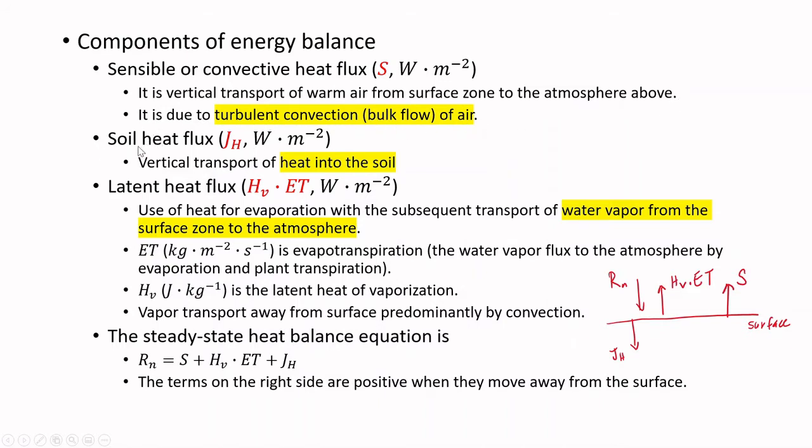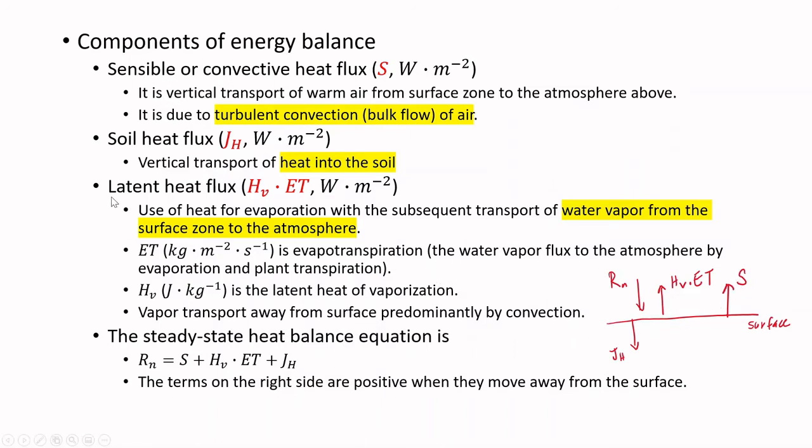Then the other one is the soil heat flux. Soil heat flux is JH. It is also in watt per meter square. It is a vertical transport of heat into the soil. When the soil receives the energy from the net radiation, the heat will move down. The downward movement of heat is called soil heat flux. So we have soil heat flux, the energy moving in, and we have convective heat flux moving out from the surface due to the bulk movement of air.